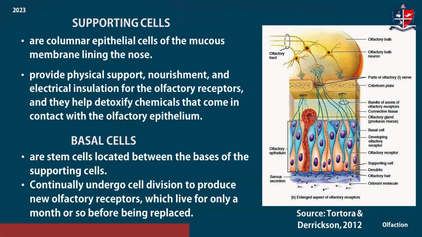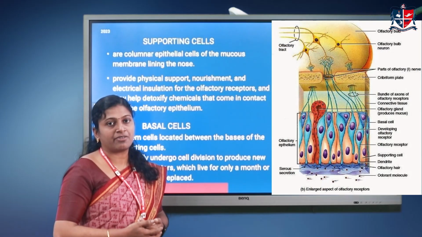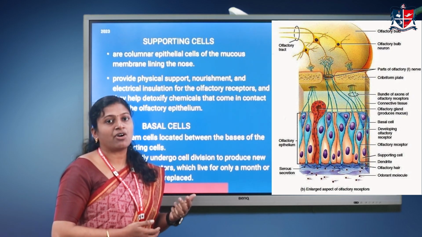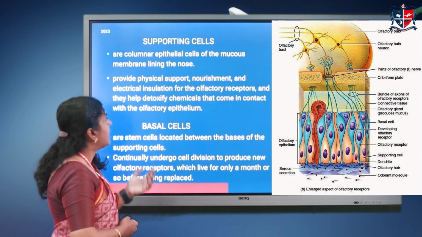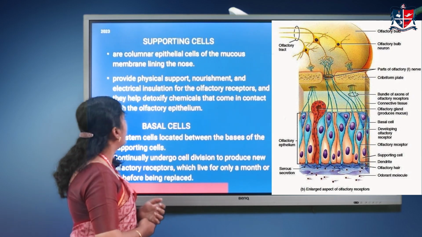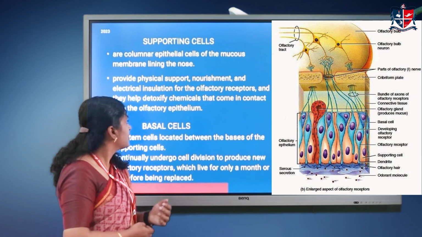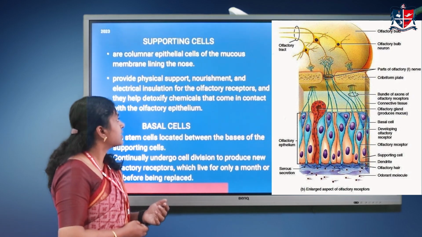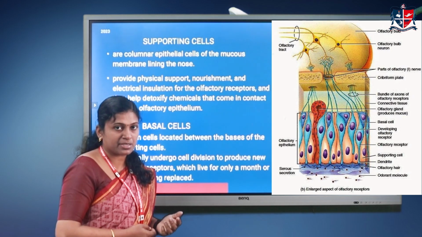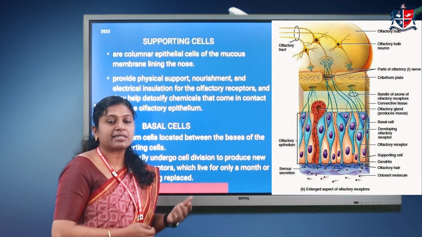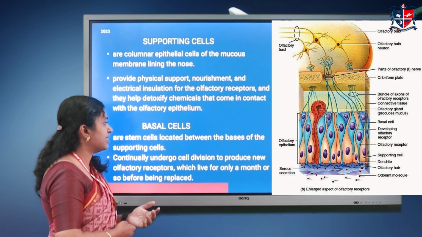the olfactory response. The basic cells involved in the olfactory epithelium are the basal cells, supporting cells, and olfactory glands. The supporting cells are columnar epithelial cells of the mucous membrane lining the nose. They provide physical support, nourishment, and electrical insulation for the olfactory receptors. They also help to detoxify the chemicals that come into contact with the olfactory epithelium.